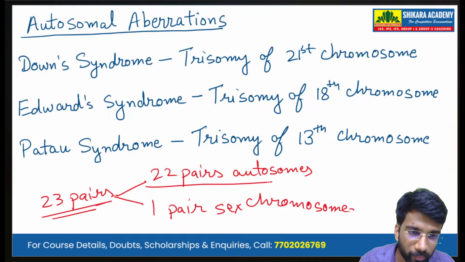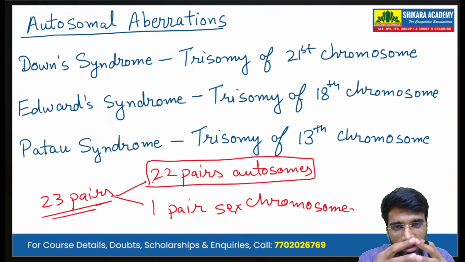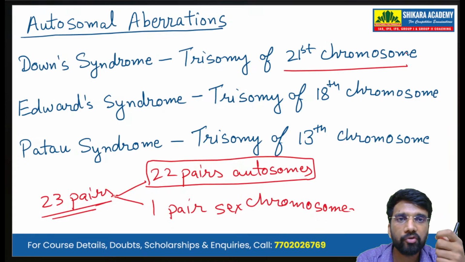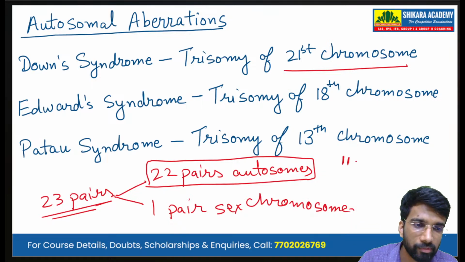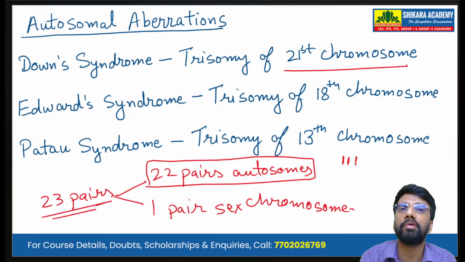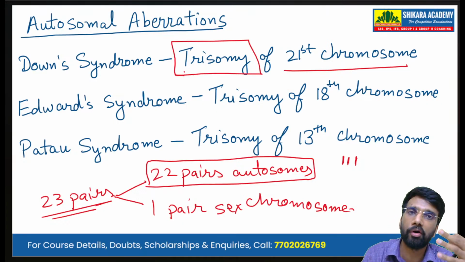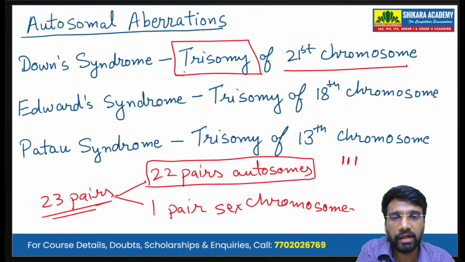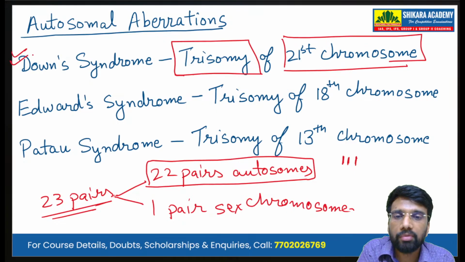So out of these 22 pairs, in the 21st chromosome, instead of a pair, we have three chromosomes. Chromosome number 21 normally has two copies, but sometimes there is trisomy, that a third copy is also formed. When there are three copies of a particular chromosome instead of two copies, we call it trisomy. Trisomy of the 21st chromosome gives us Down syndrome.